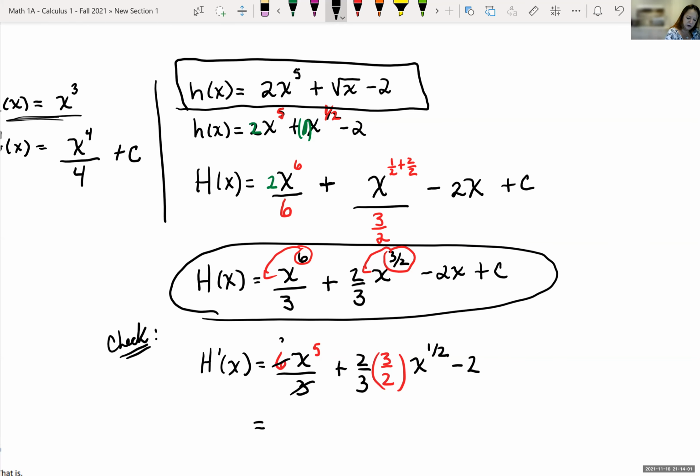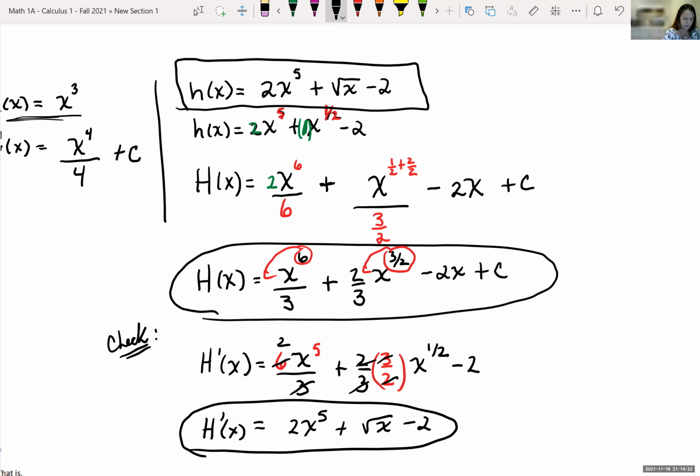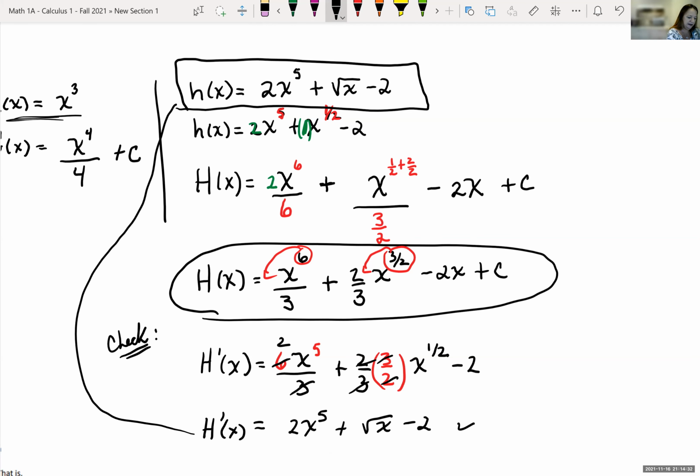3 goes into 6 twice. This 2/3 times 3/2, those cancel. And so we're left with this 2x to the 5th, x to the 1/2 power, which we could rewrite as the square root of x, minus 2. Oops. So it checked out. And that's what we wanted to show, that this was the same thing as what we started with when we took the derivative of our antiderivative.